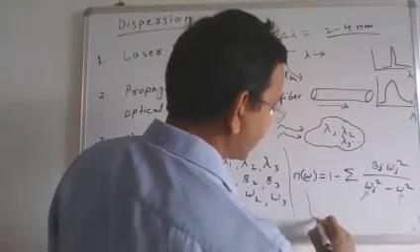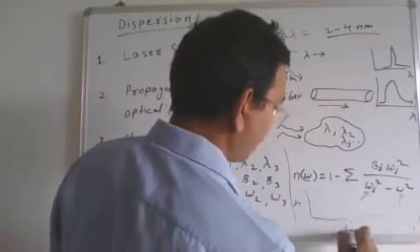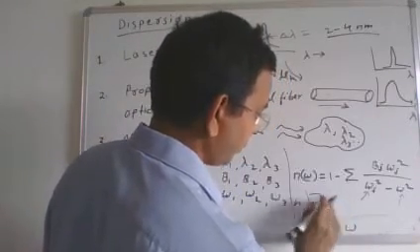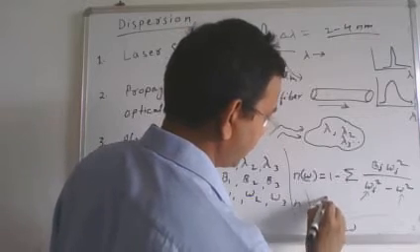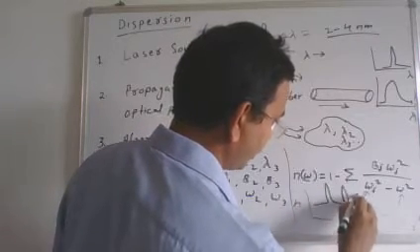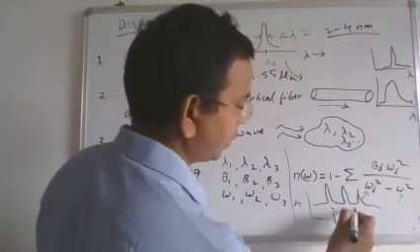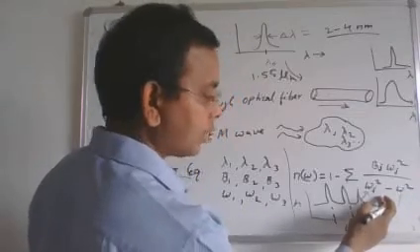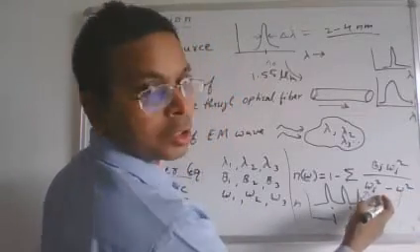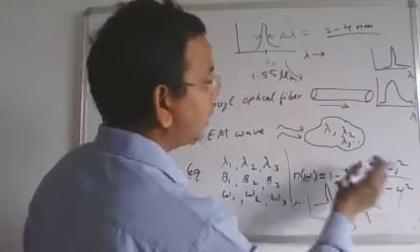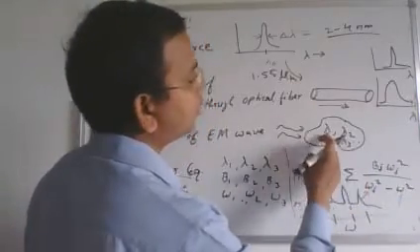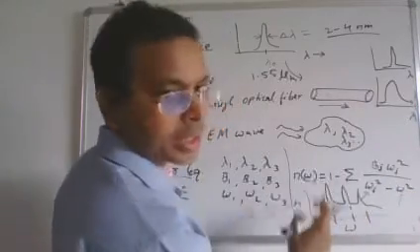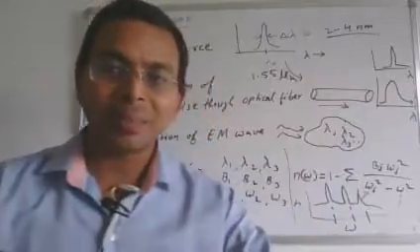If you plot n versus omega, what will happen? You will see something like this, going to infinity like this. Why is it going to infinity at some points? Because when omega becomes equal to omega j, so omega equal to omega 1, omega equal to omega 2, meaning when the wavelength goes to these points, this term becomes 0 and n of omega becomes infinity. So what happens when n of omega becomes infinity?